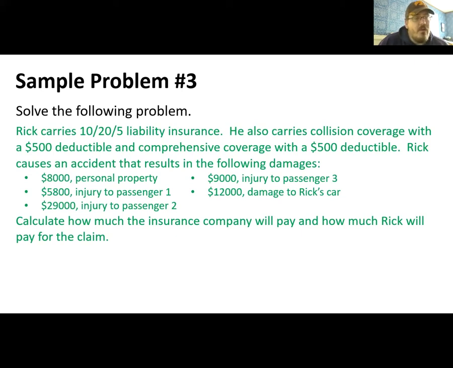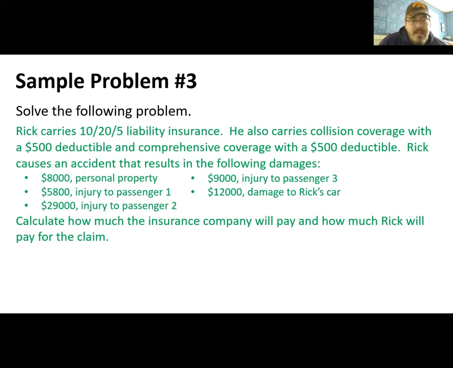of those payments. So in this situation, Rick carries 10/25 liability insurance. So he's carrying that minimum amount. So when it comes to personal injury, it covers $10,000 per person, $20,000 per accident. And when it comes to property damage, it's $5,000 in coverage for property. He's also got the collision coverage and the comprehensive coverage, each with $500 deductibles for his vehicle.